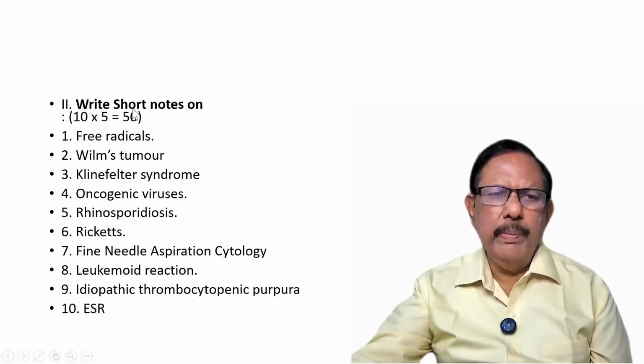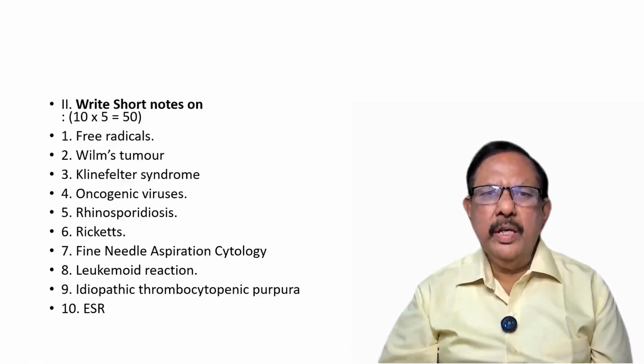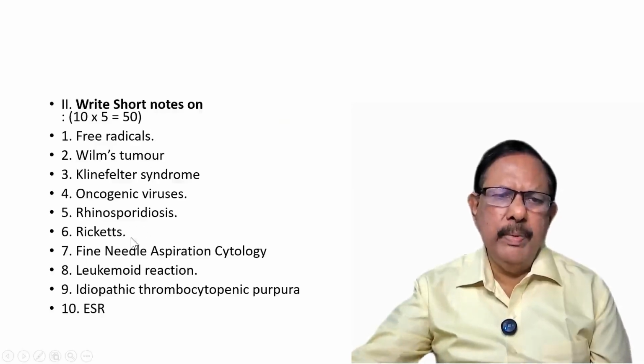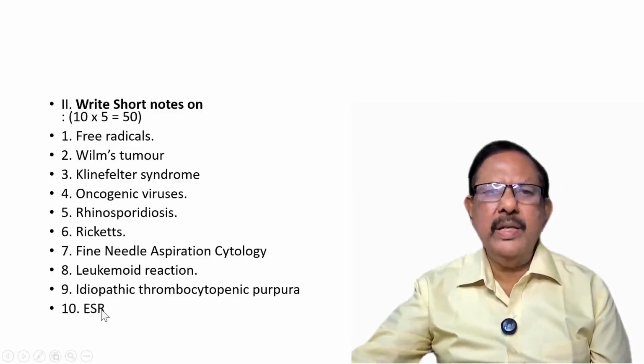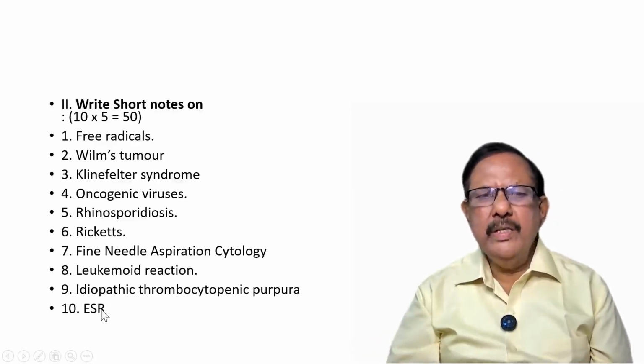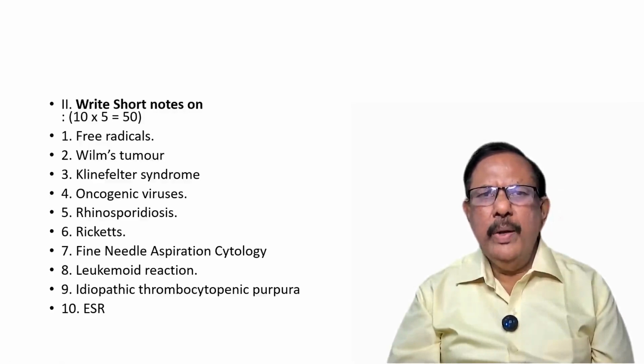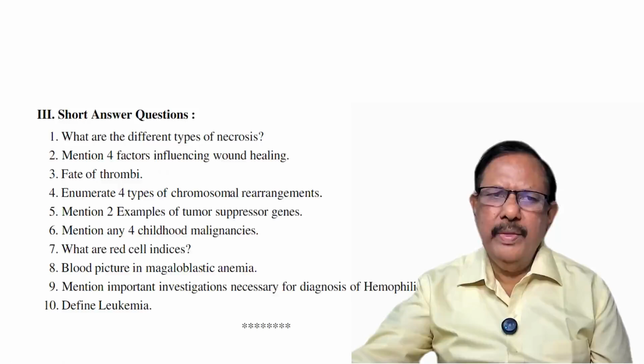So here what you people see is a list of short notes that cuts across the entire text or the portions, starting from the free radicals and ending up in rickets and also the leukemoid reaction as well as the ESR. By this, you find that the entire portions can be assessed, and even if you do omit or downplay one or two questions, we shall still get decent marks.